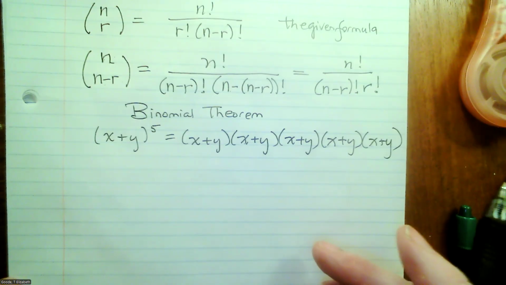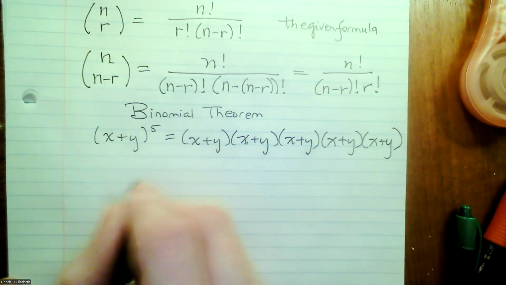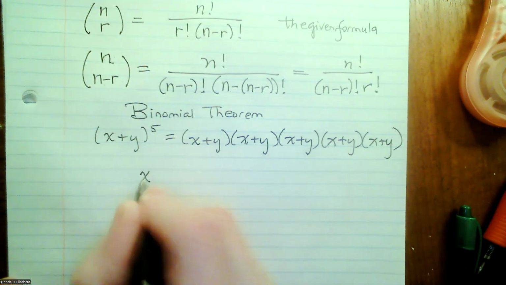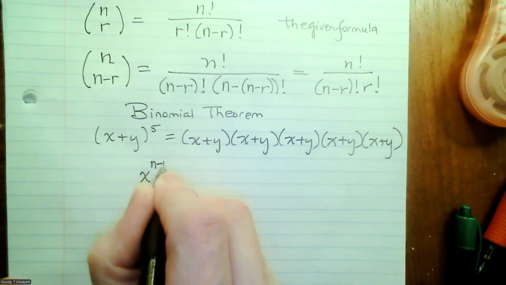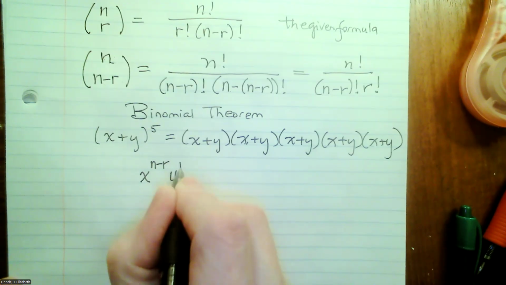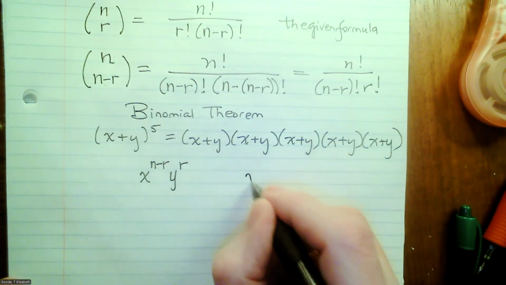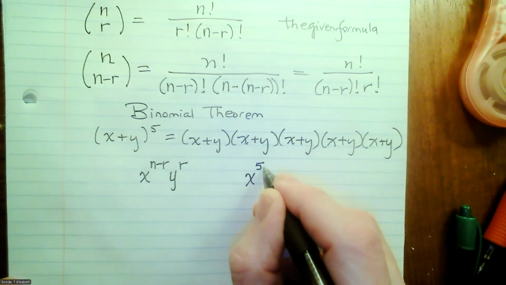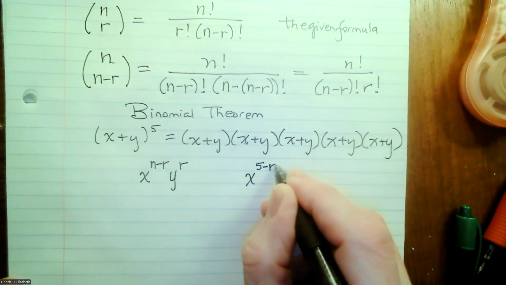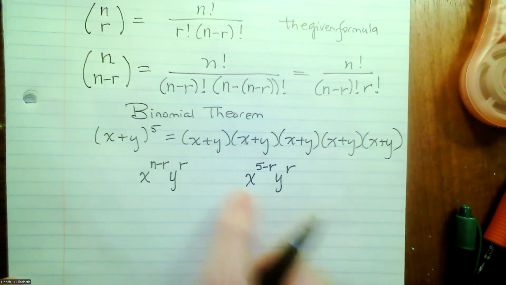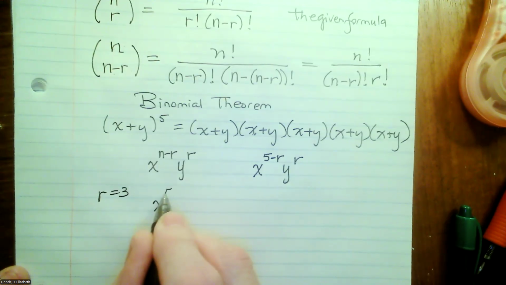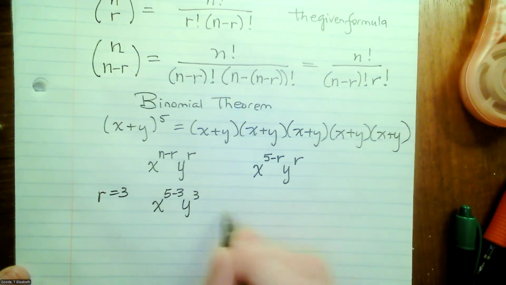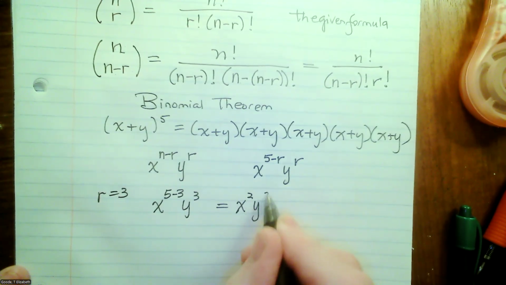And for each of the terms in between, we can simply ask ourselves, how many different ways can we build the term that looks like, say, x raised to the n minus r times y to the r? But here n is 5. So how many ways can we build the term that looks like x raised to the 5 minus r y to the r? For example, if r is 3, we're trying to build the x to the 5 minus 3, y cubed term. In other words, we're trying to build the x squared y cubed term.